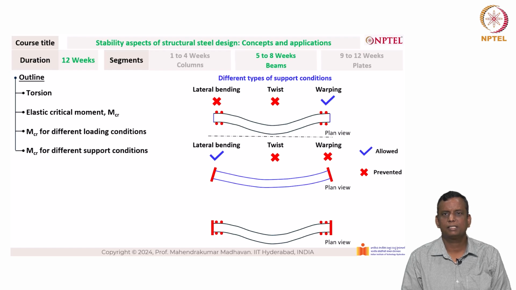The next condition is what you see here. You can see the third condition in the plan view. Lateral bending is not allowed, twisting is not allowed, as well as warping is not allowed. So this is what is known as a fully fixed condition.